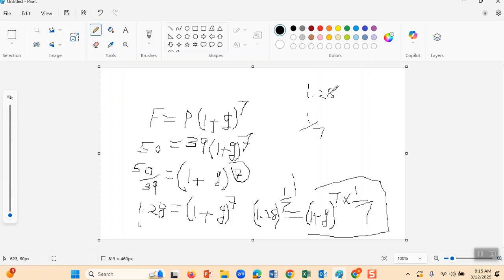So we have 1.28 to the power 1/7, equal to 1 plus g. Now here, let me write 7. It's more like a 2 I have written. Now, how can you do this? There are two ways. You can use your calculator and divide 1 by 7, and then put 1.28 to that power, and then this becomes 1 plus g.